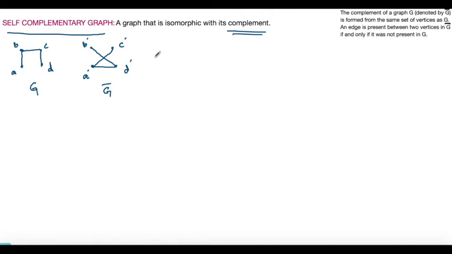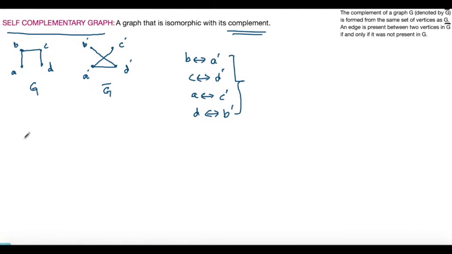Now for the labeling, B maps to A prime, C maps to D prime, A maps to C prime, and D maps to B prime. So now you can check that this mapping conserves the edges, which is the isomorphism definition, making them isomorphic.